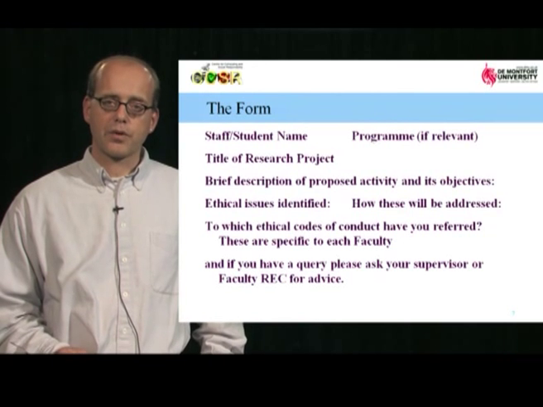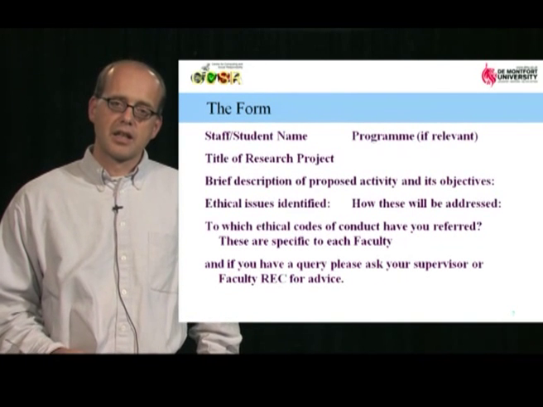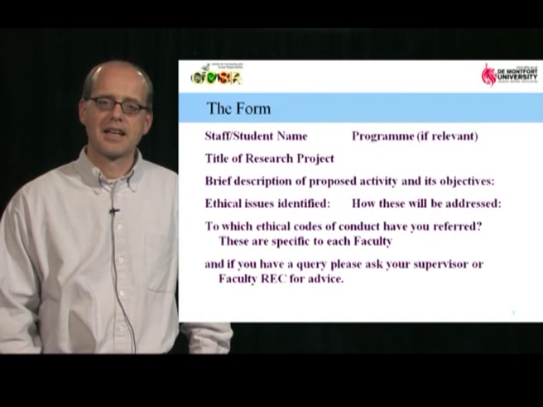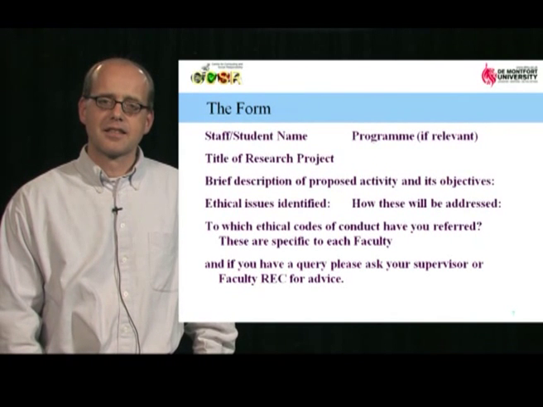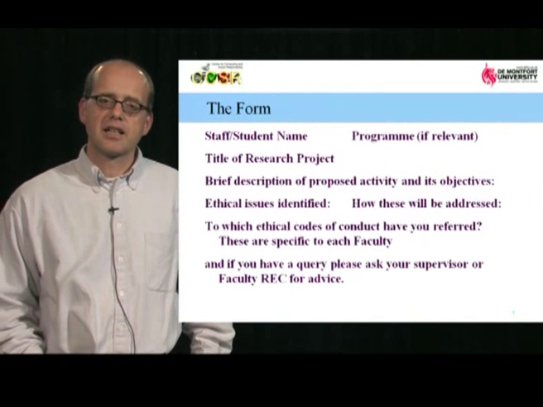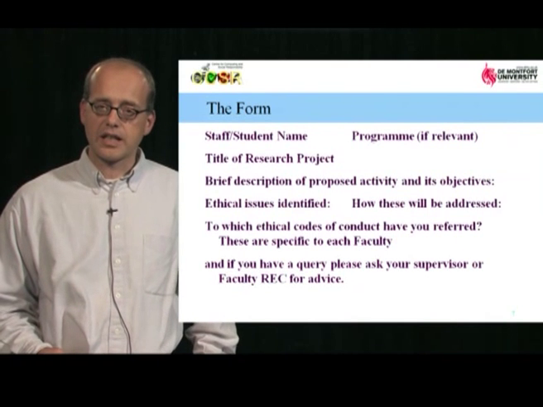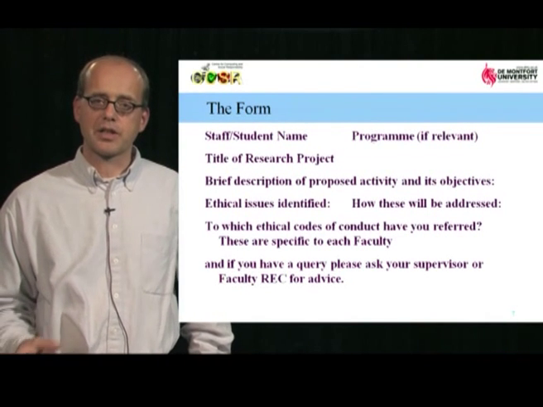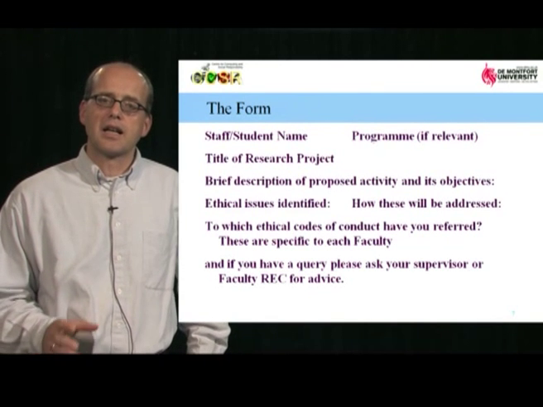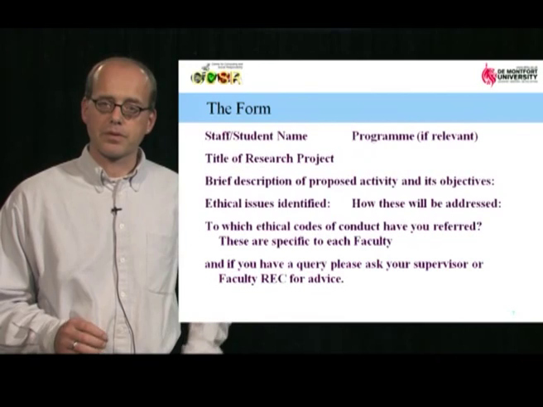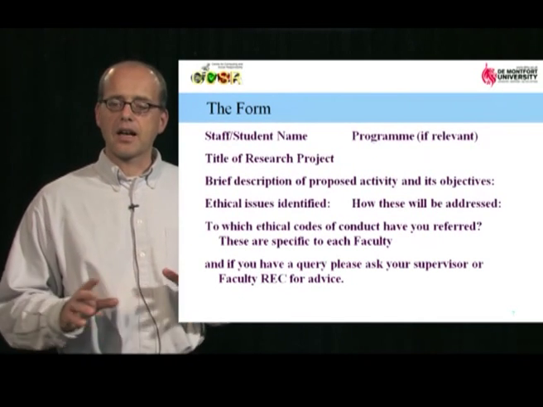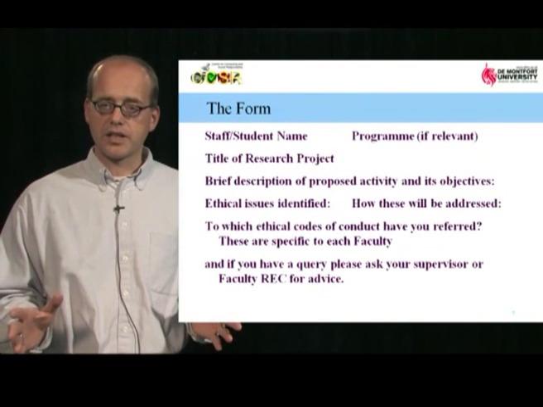The content of the form is relatively easy. The content of the form is as shown on this slide. It contains a lot of information that the researcher will have at their fingertips anyway. So in addition to some information about the student name, the program, and the title of the project, a brief description of the project, the researcher needs to identify what the ethical issues are and how they are addressed. Those are the 2 main bits that need to be done.